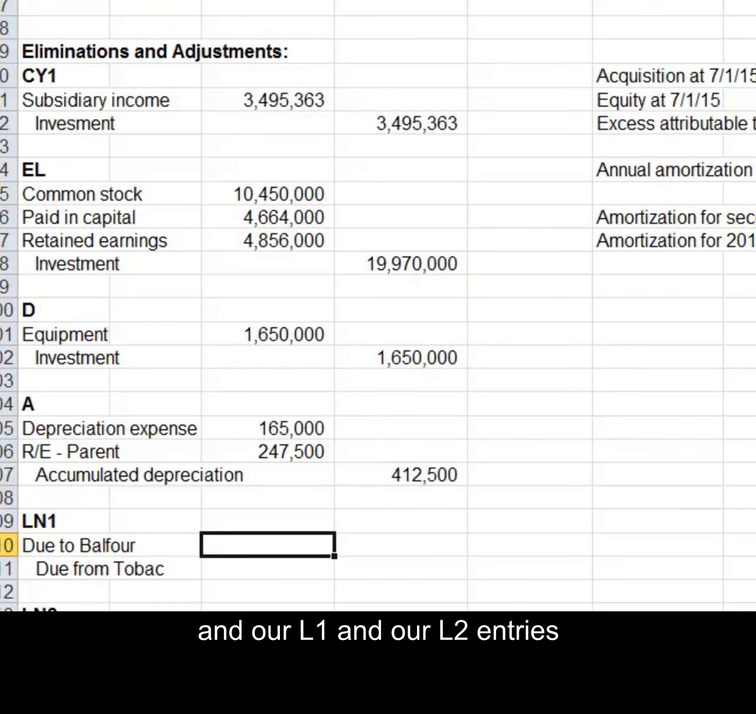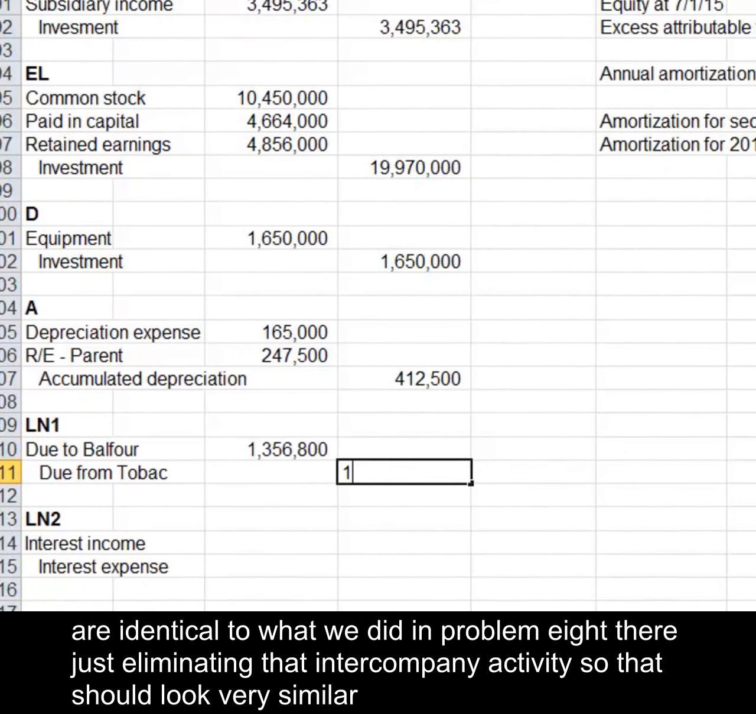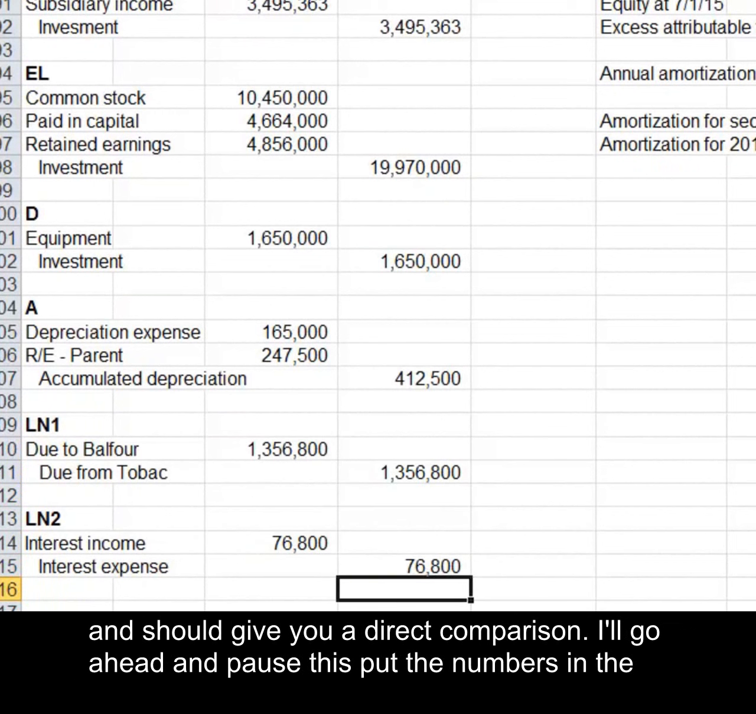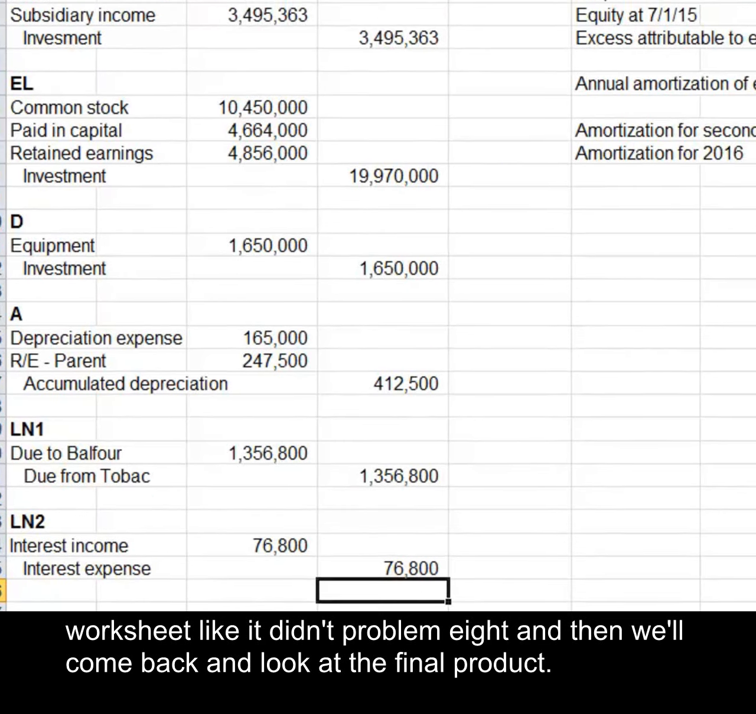And our L1 and our L2 entries are identical to what we did in problem 8. They're just eliminating that intercompany activity. So that should look very similar and should give you a direct comparison. I'll go ahead and pause this, put the numbers in the worksheet like I did on problem 8, and then we'll come back and look at the final product.